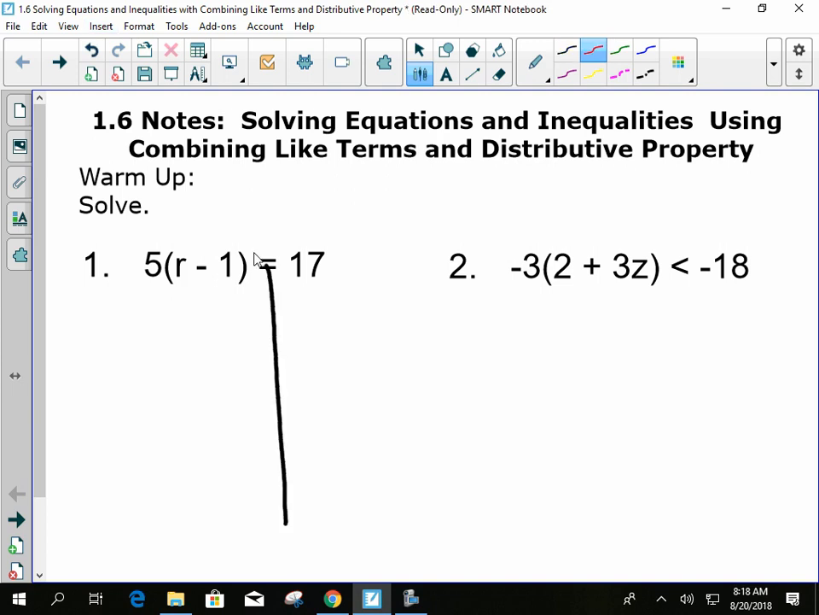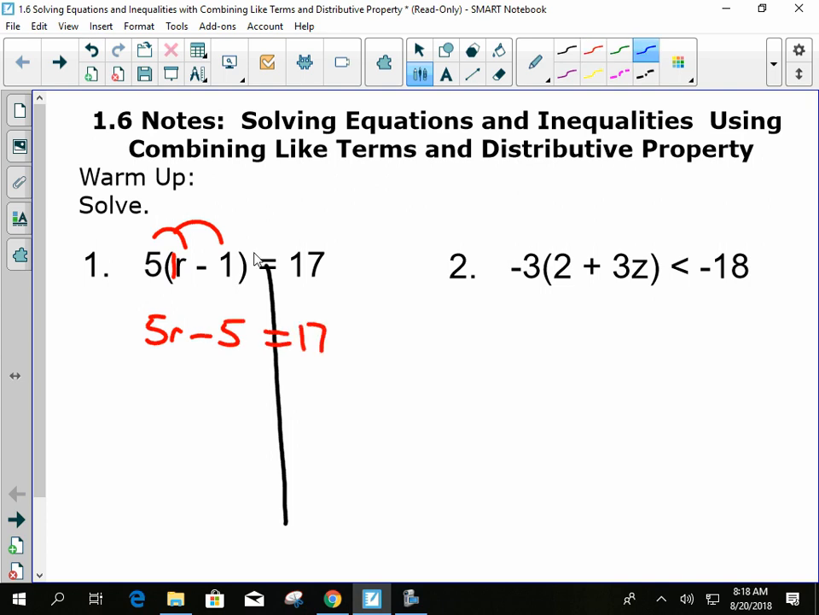This is the number on the outside of the parentheses. That's your distributor. That's the number that has to be multiplied to everything on the inside. There's no sign between that number and the parentheses. That's how you know that's your distributor. 5 times r, there's a 1 here. 5 times 1 is 5. Keep your r. 5 times negative 1 is negative 5, and that equals 17.